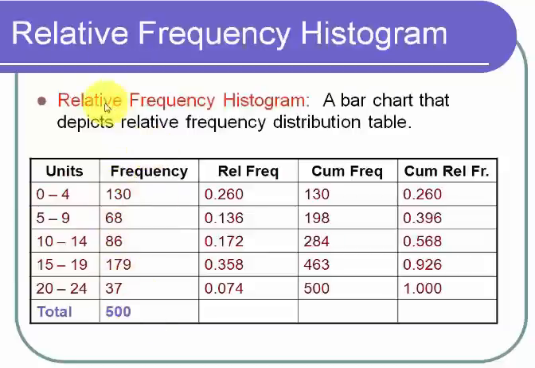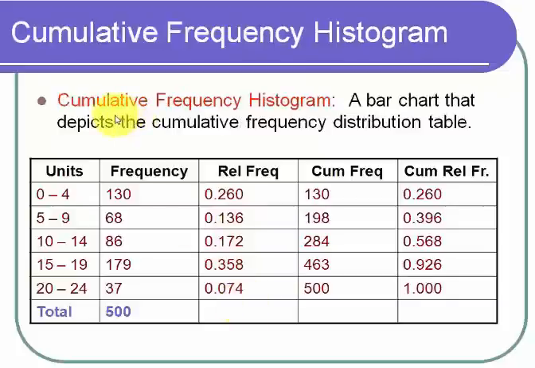A relative frequency histogram is a bar chart that depicts a relative frequency distribution table. So the relative frequency numbers you find by taking the frequency values, so for example 130, and divide by the total, which was 500 for the sample size. And if you take 130 and divide by 500, you get 0.260. And you could do that for each of the frequency numbers, and you get the relative frequency numbers. And I could draw a histogram of the relative frequency values.